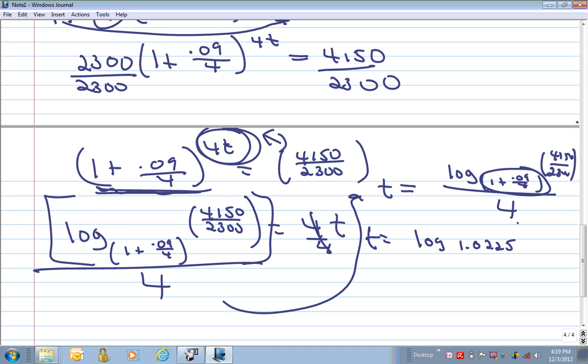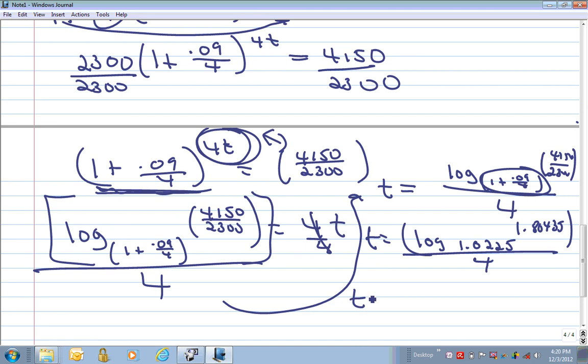And I'm going to get 1.80435. And I want to take all of this and divide by 4. So I'm going to do that in my calculator. I can pull up my log key in my calculator, and I'm going to type in my base, which is 1.0225. I'm going to tab to get to the other part, and that is going to be 1.80435. I'm going to hit enter, and then I'm going to divide that amount by 4.